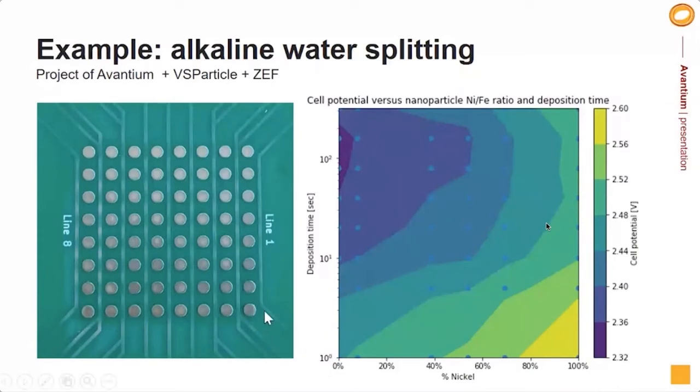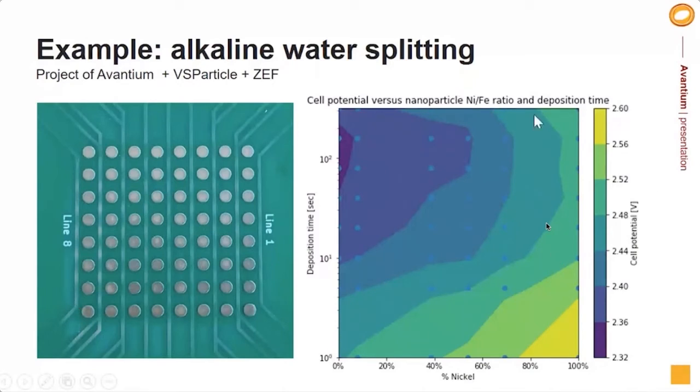So on this wafer, VSPARTICLE has deposited an array of 64 different materials. On the x-axis, the ratio of nickel and iron is varied. At the left, there's 0% nickel and 100% iron. On the right, it's the other way around. And on the y-axis, we varied the deposition time, so the time that VSPARTICLE has deposited that particular ratio of nickel and iron. And then the graph on the right shows the results.